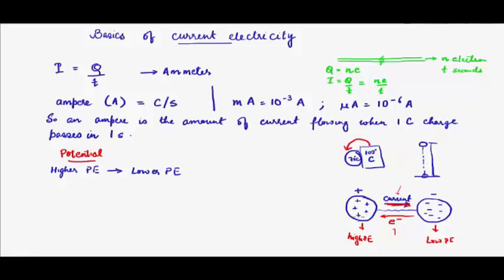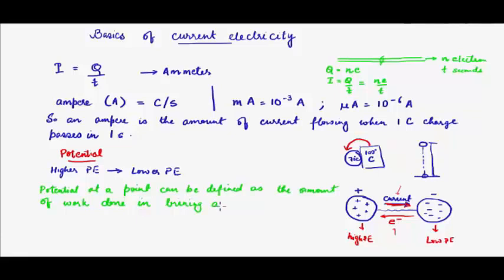Okay, so this should give you a rough idea about what the potential of the system manifests itself as for an electrical system. Now let us define potential in terms of work done per unit charge. Okay, so potential at a point can be defined as the amount of work done in bringing a unit positive charge from infinity to that point.